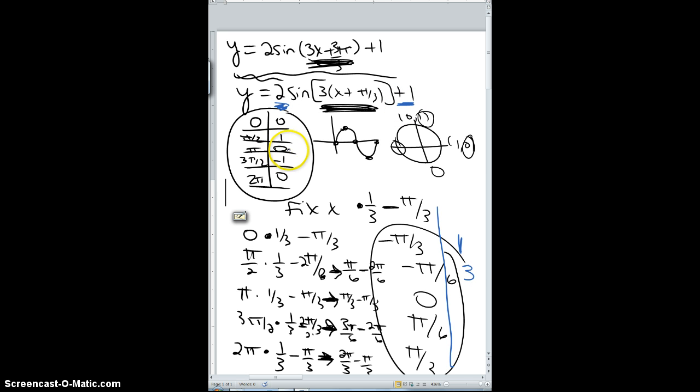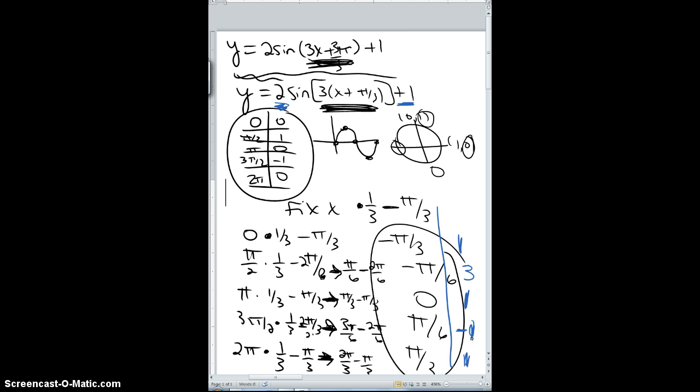Multiply 0 times 2 is just 0, so I get back to my 1. -1 would be a -2, so that's a -1. And let's see, what's my last one? 0, so I get back to my 1. Now again, this isn't negative here, so I should go from mid, high, mid, low, mid. So let's see, it looks like I go mid, high, mid, low, mid. So that's good.